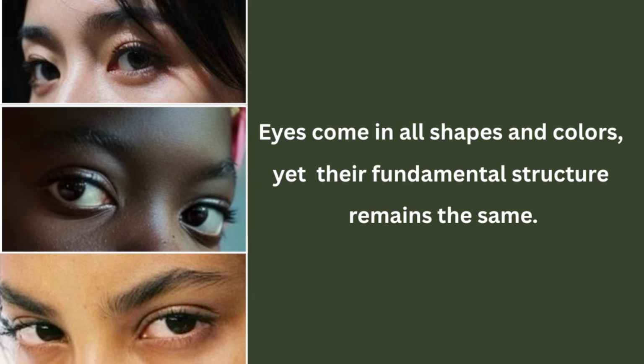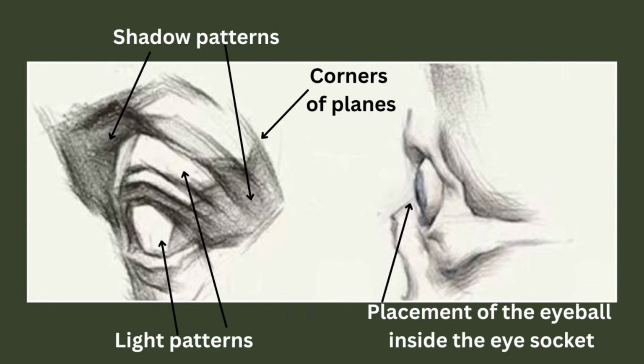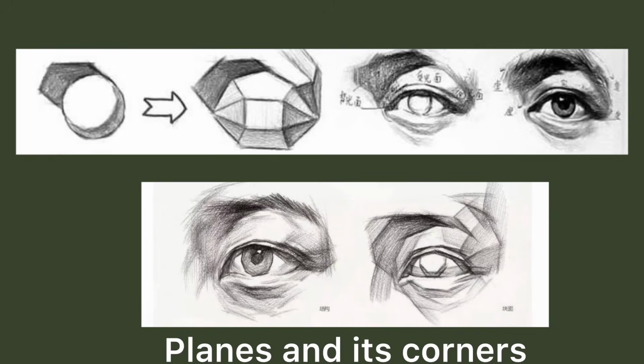Eyes come in all shapes and colors, yet their fundamental structure remains consistent. Understanding that structure will help you make sense of individual and ethnic variations in your models. It will also help you comprehend the planes of the eye, allowing you to apply confident, expressive brushstrokes that follow the form. Knowing where the planes change, its corners, will help you to design light and shadow patterns, place highlights, and overall see three-dimensional form in space, what comes forward and what recedes back.